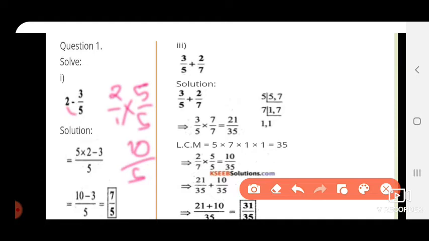So here I am doing the same. 10 minus 3 by 5. 5 into 2 minus 3 by 5. 10 minus 3, 5 2s are 10 minus 3 by 5. We will get 10 minus 3, 7 by 5. That's it. That is the answer.